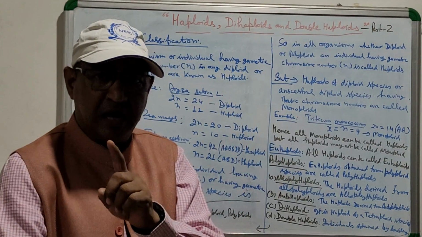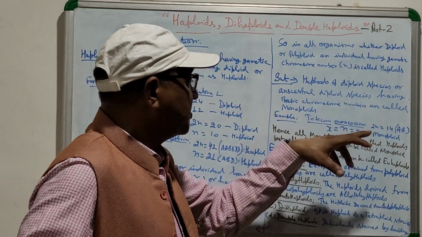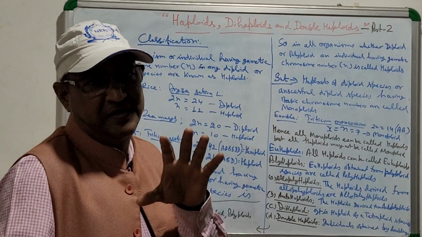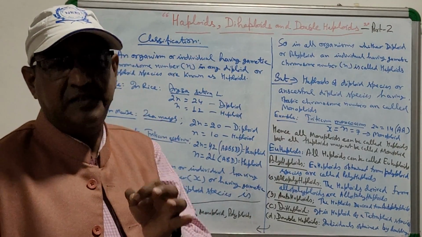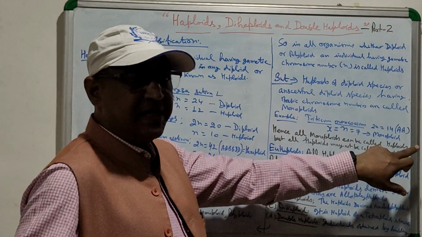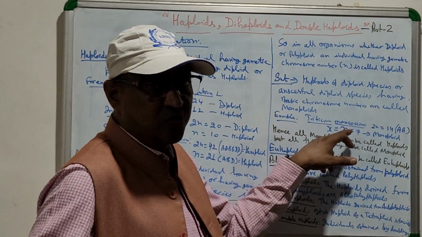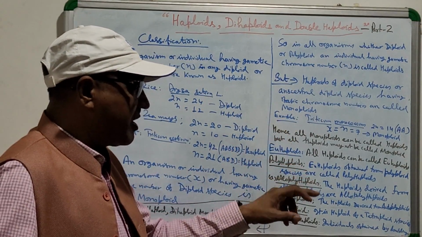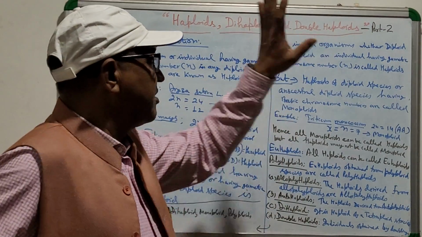So in all organisms, whether diploid or polyploid, an individual having the gametic chromosome number n is called haploid. Whether it is diploid or polyploid, all are called haploids. But haploids of diploid species or ancestral diploid species having the basic chromosome number are called monoploid. A plant having the basic chromosome number x is a monoploid plant. For example, Triticum monococcum, 2n = 14, AA genome, is diploid, so x = n = 7 and it is called monoploid. Hence, all monoploids can be called haploids, but all haploids cannot be called monoploids. It is very clear from this.